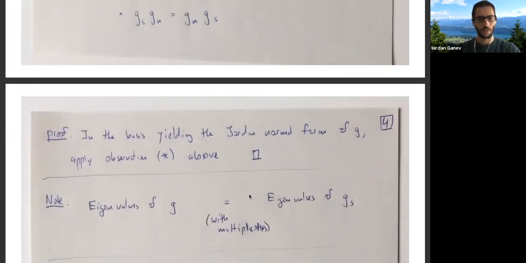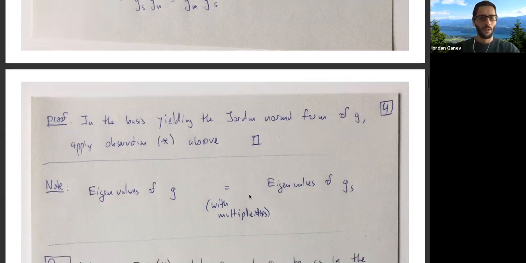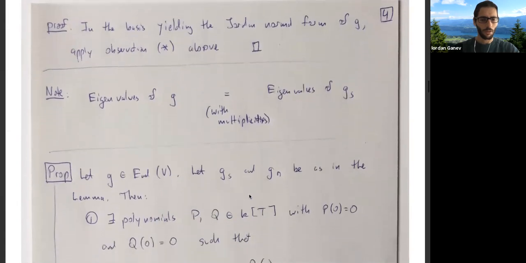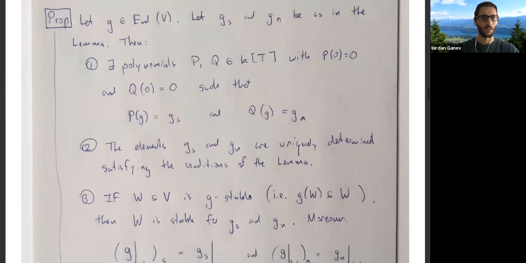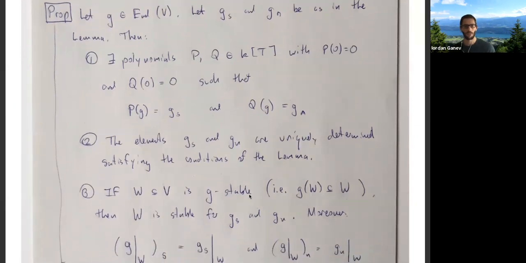I just want to point out that if we look at the collection of eigenvalues of G counted with multiplicity, that's the same as the eigenvalues of G sub S counted with multiplicity. Okay, so now we get to a little bit deeper result, probably something that doesn't appear in a linear algebra course. So let's take an endomorphism G, and let's take this G sub S and G sub N that appeared in the lemma, coming from the Jordan decomposition.